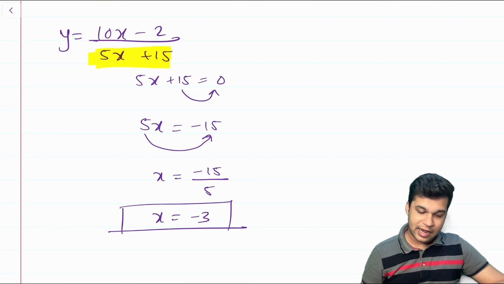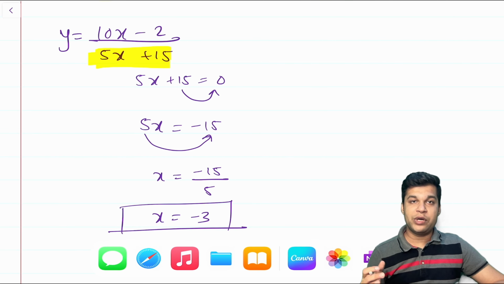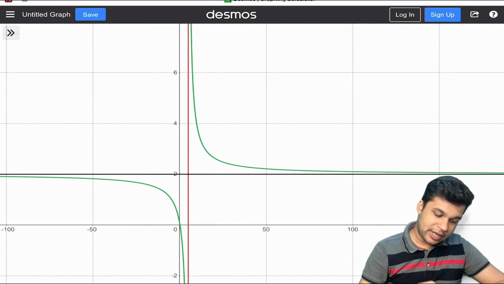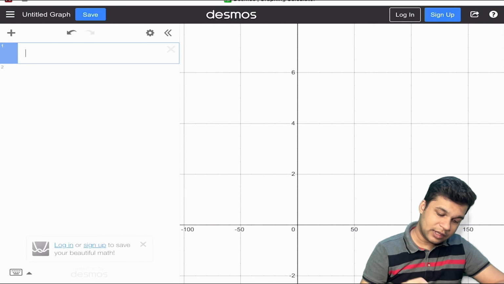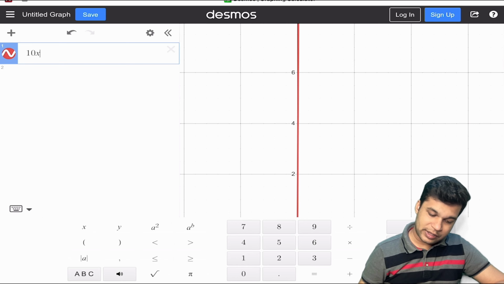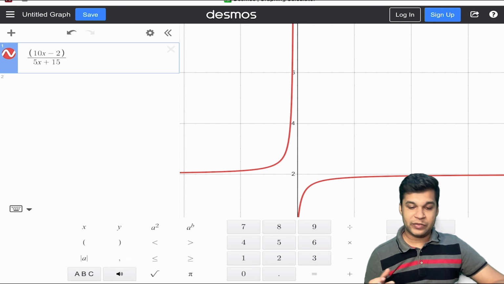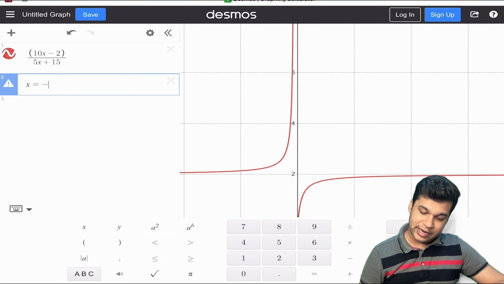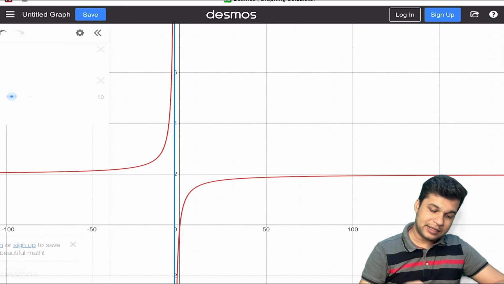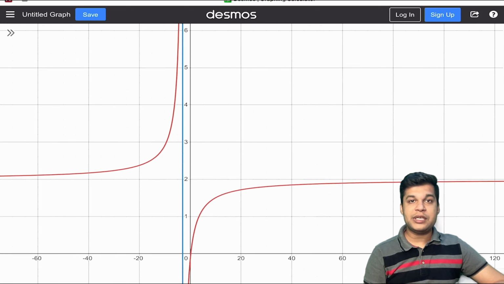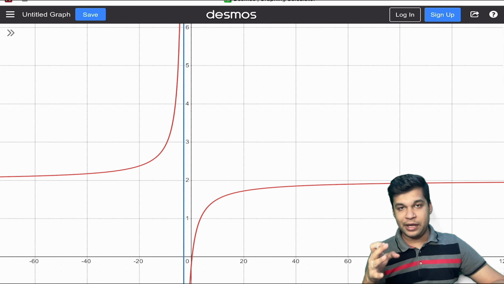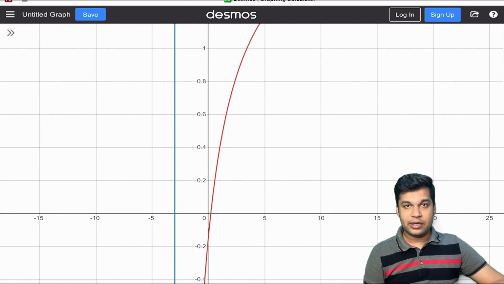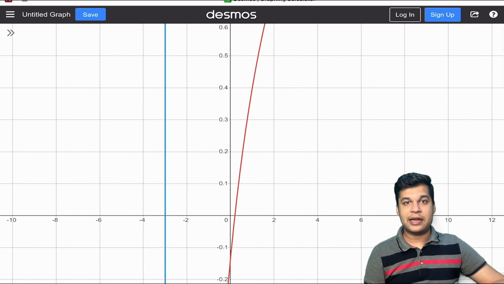If you want, I can graph it and show it to you. The function is 10x minus 2 divided by 5x plus 15. This is how the graph looks. Now x equal to negative 3 is the blue line. If you zoom in a bit, you will see that this is the line at negative 3.